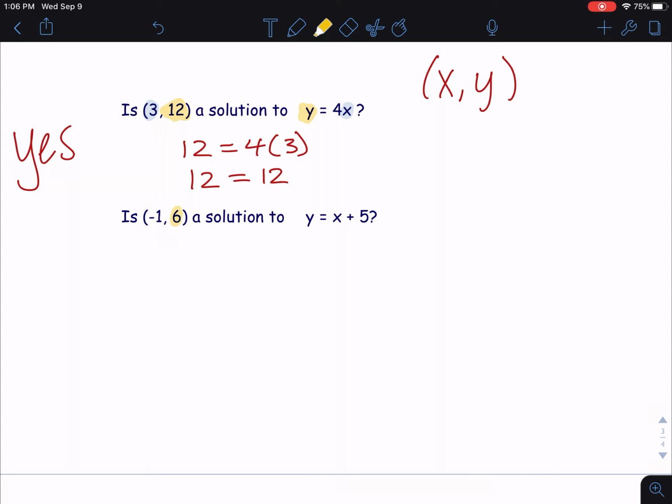In the next example, I have a y value of positive 6 and an x value of negative 1. In this equation, x and y, there's no operation being done to them, so I can just copy them straight down into my equation. And the only math I need to do is that sum of negative 1 plus 5, which is 4. This is not a true equation, it is false, so no, negative 1 comma 6 is not a solution to the equation.